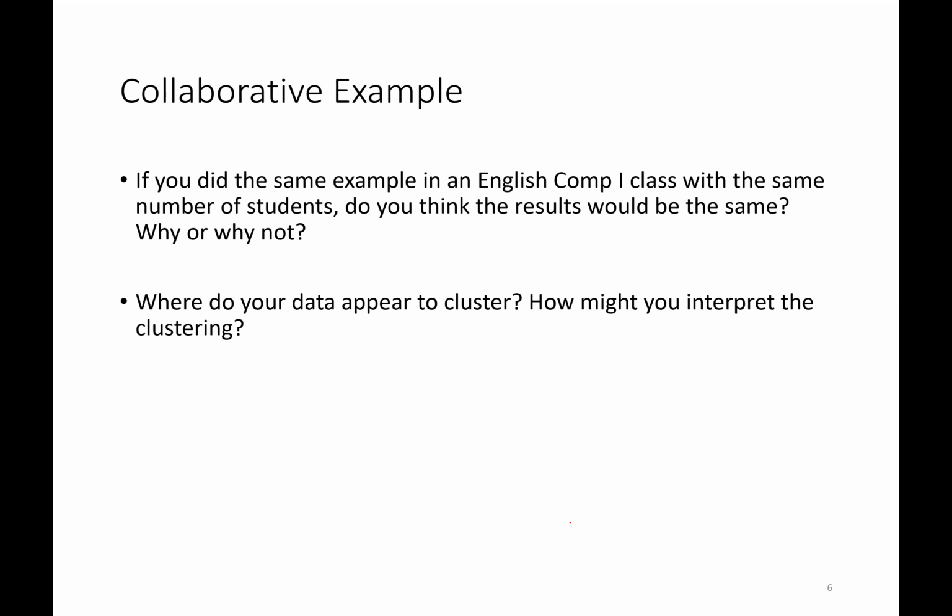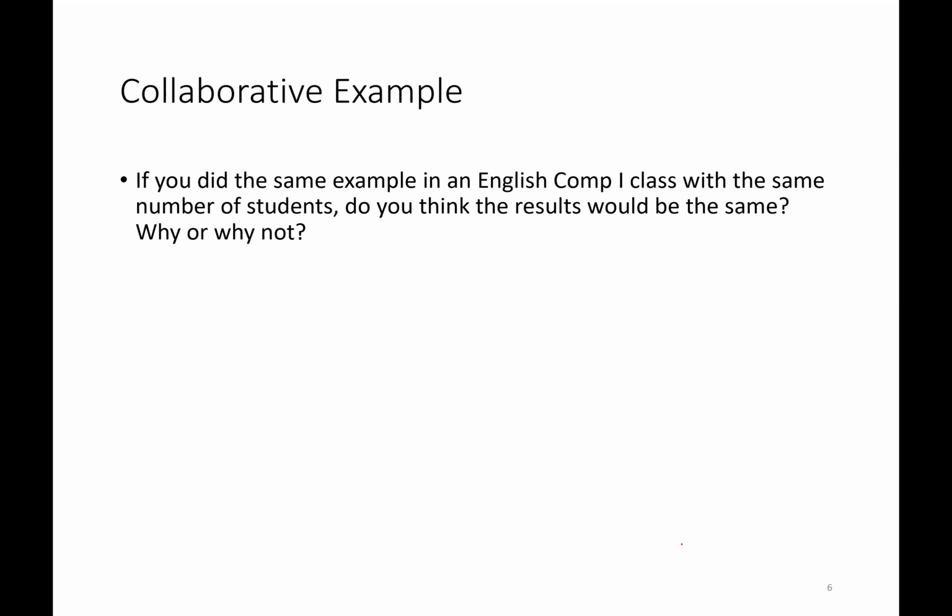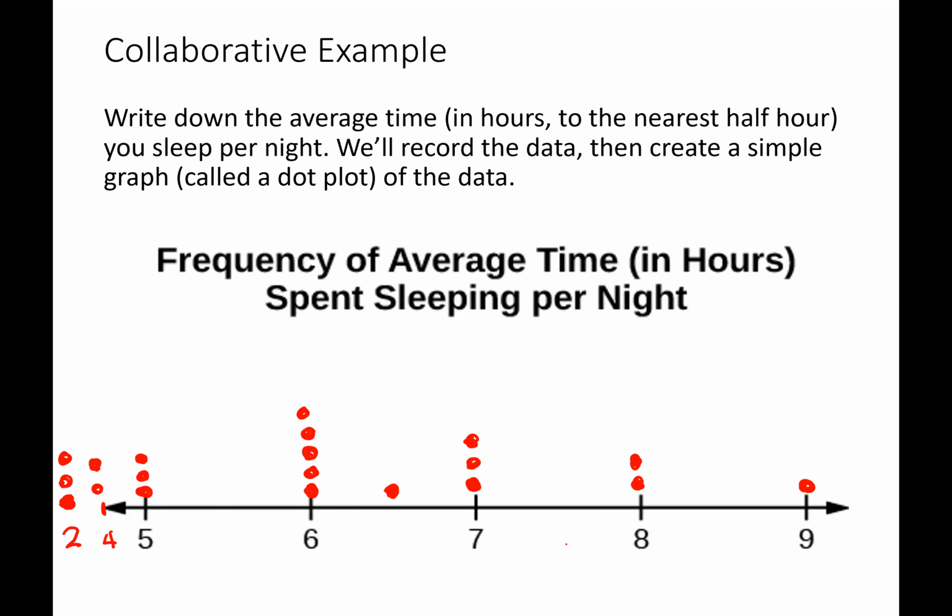Where did your data appear to cluster? We talked about it. I mean, we got quite a few at 6. So it appears to cluster at 6, but seriously, 2 to 5, what have we got? 3, 5, 8. So it appears to cluster toward that lower end for this particular class. And that may not be typical for every class on campus, obviously. But for this class, last night, that appears to be the trend.